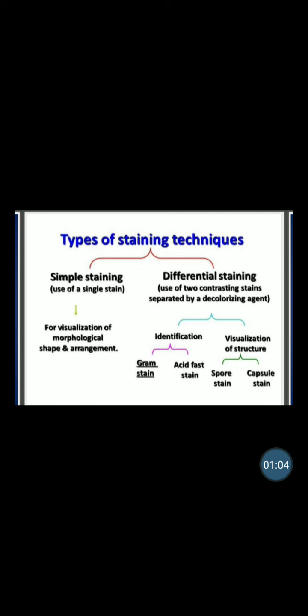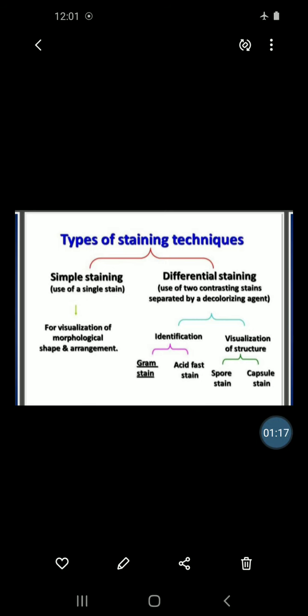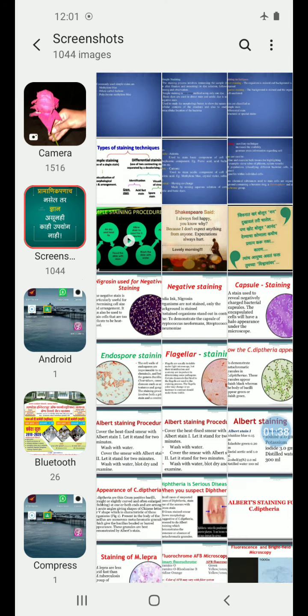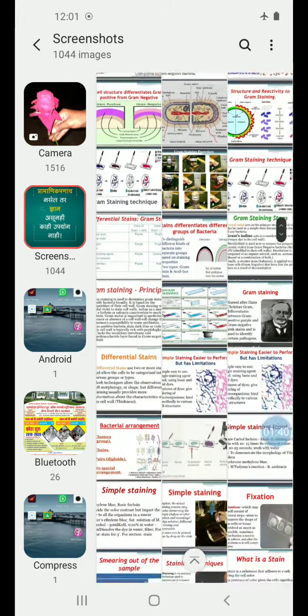Simple staining is used for visualization of morphological shape and arrangement, and differential staining is used for identification as well as for visualization of structure. For identification, there are two types of stain: gram stain and acid fast stain. And for visualization of structure, there are two stains: spore stain and capsule stain. These are the types of staining techniques. In today's practical, we will see simple staining.